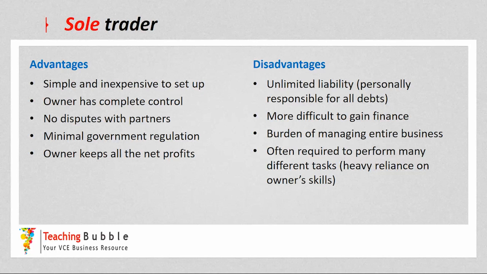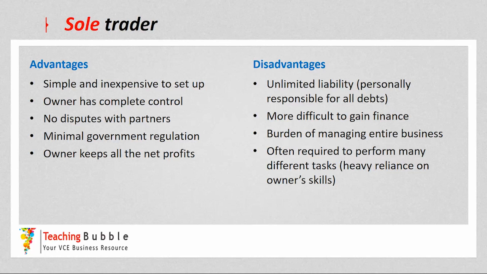Now, one of the main disadvantages, which we've already spoken about, is the unlimited liability, which means that there's very little personal asset protection for the owner. And it can also be difficult to gain finance, as there's only one owner bringing in their own initial investment, and also can be difficult to gain finance from financial institutions. And there's also a heavy reliance on the one owner.